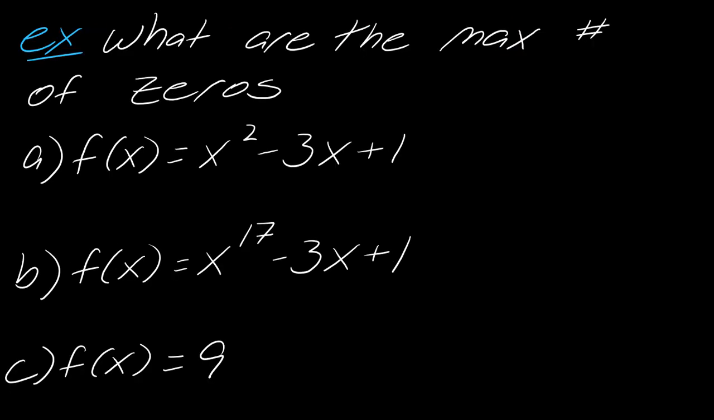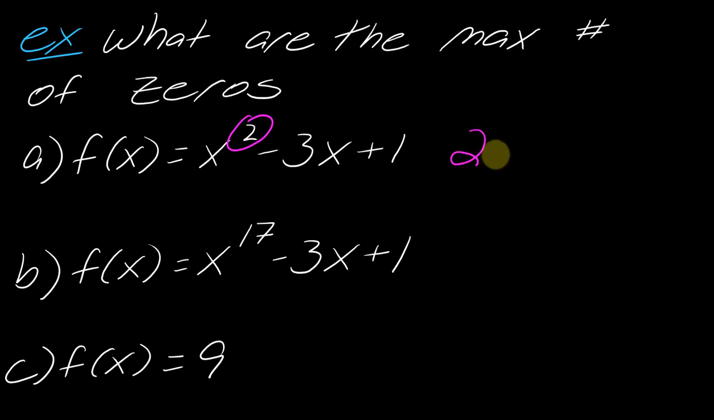So let's take a look at the following. Let's say that I just want to know what are the max number of possible zeros for each of these. What you do is you look for the degree of the polynomial, which in this case is 2. So there are at most 2 zeros. So what this says is you are required to have at least 1 zero from the fundamental theorem of algebra, and at most 2 unique zeros.